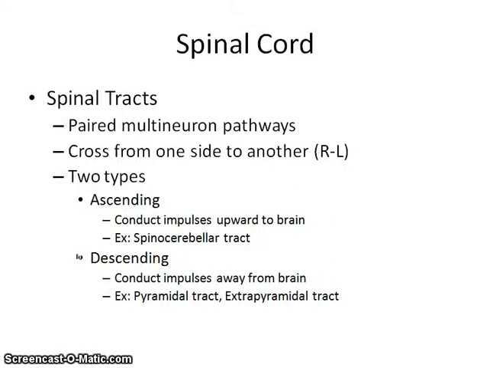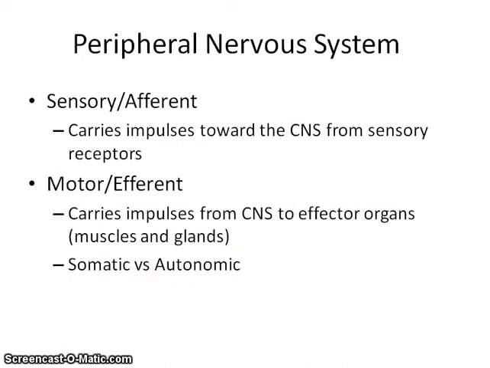Alright, those two tracks that I said were going up or down could be called afferent or efferent, or also ascending, meaning going up, just like an elevator goes up, or descending, like an elevator goes down. The peripheral nervous system is also called sensory or motor, and these two words essentially mean the same thing. Sensory and afferent, or motor and efferent, are really the same thing but just different words.